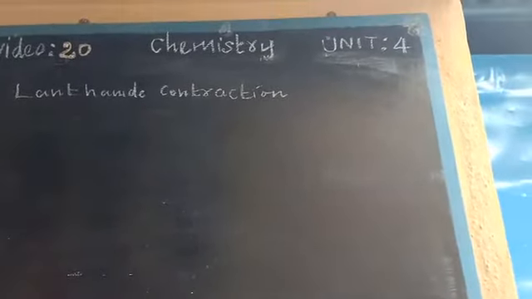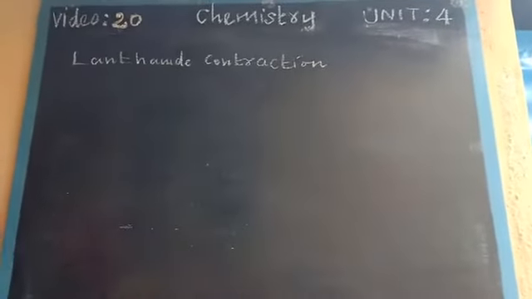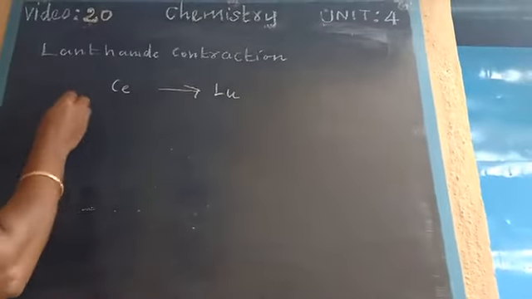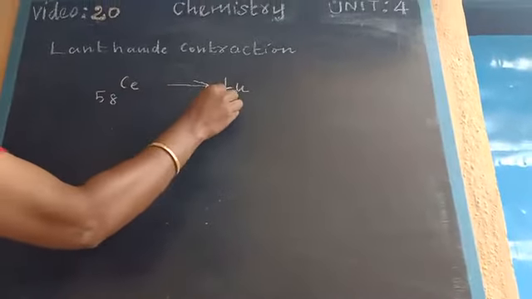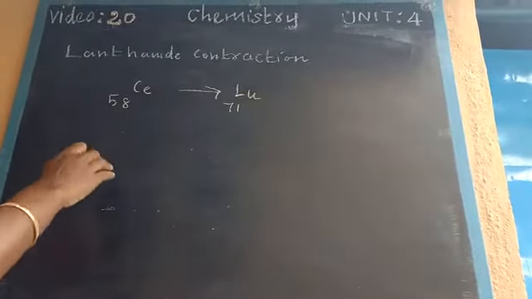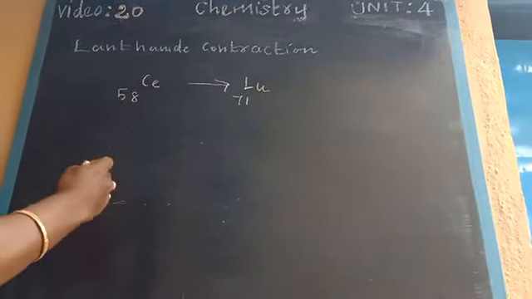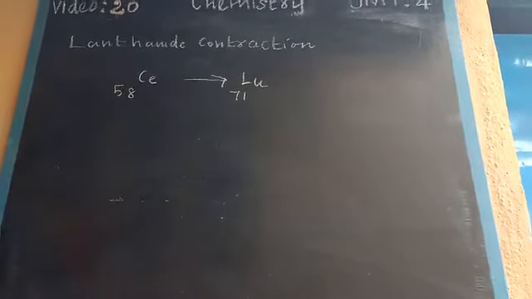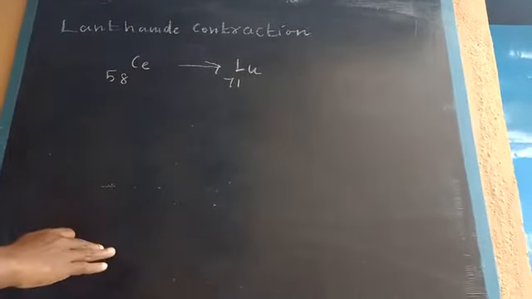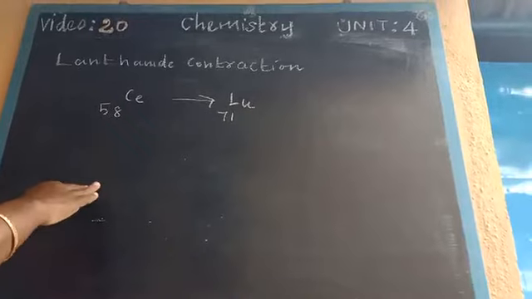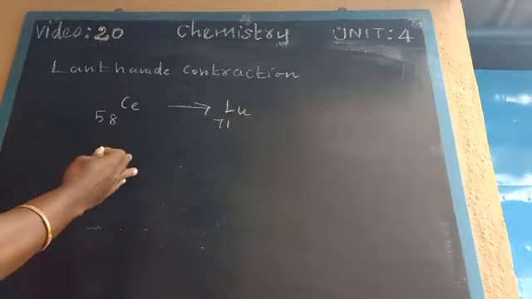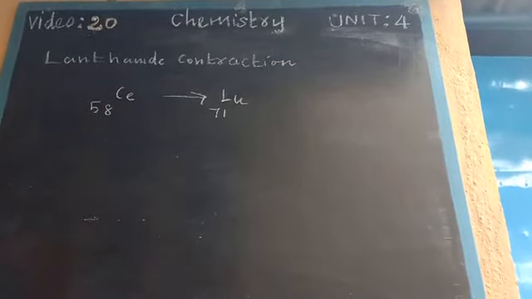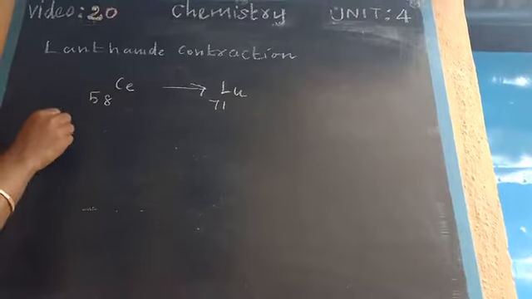The lanthanoids are 14 elements, present from cerium to lutetium, atomic number 58 to 71. The atomic radii and ionic radii decrease from cerium to lutetium. The size of the M3+ ion decreases from lanthanum to lutetium. It is known as lanthanide contraction. Very clear, children? The steady decrease. So this is the definition.